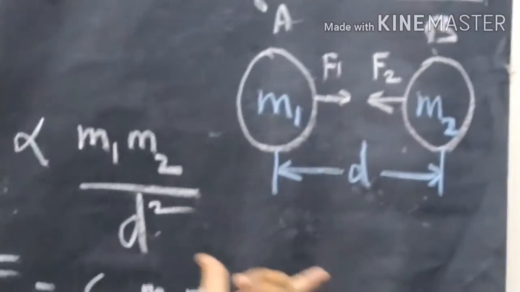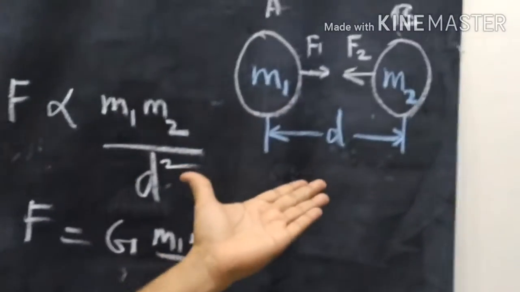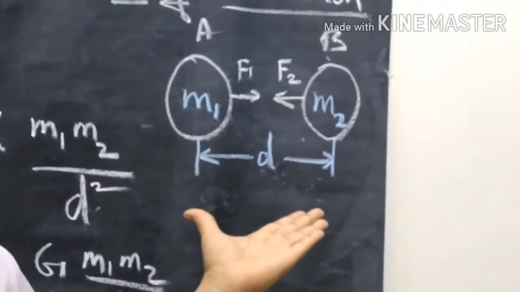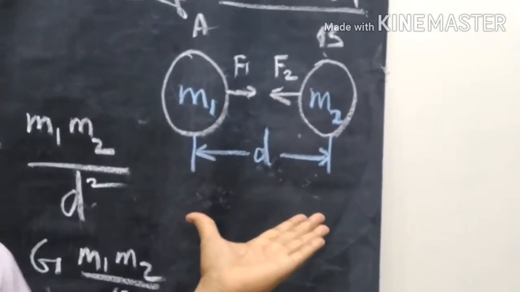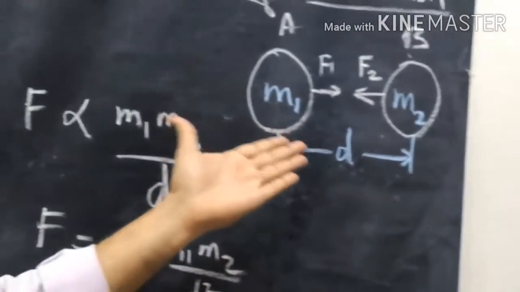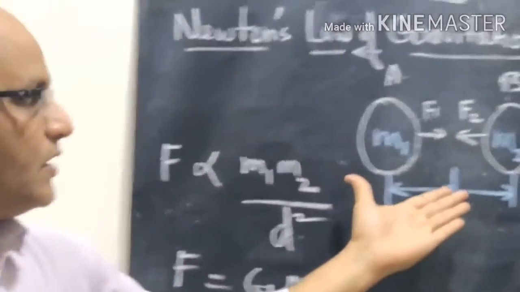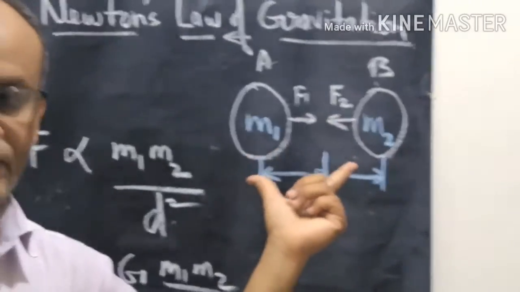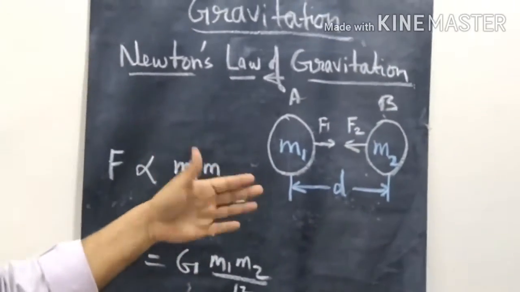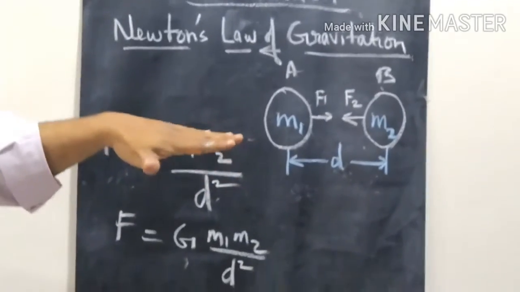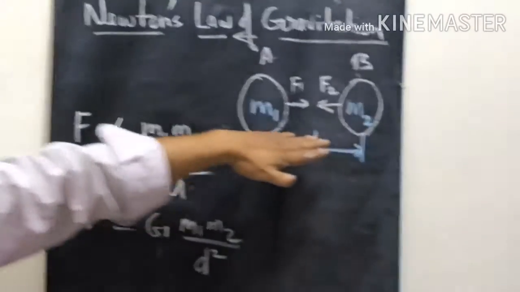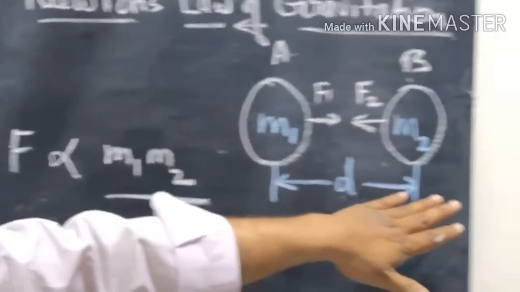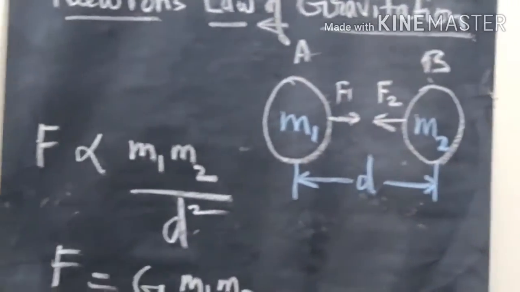If the two objects are spherical in shape, the force between them will be directed along the line joining their centers. If the objects are not spherical, then the force will be directed toward the mass, and d is taken as the distance. You got my point now?